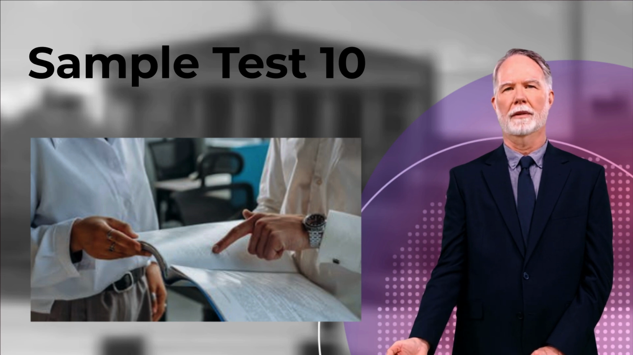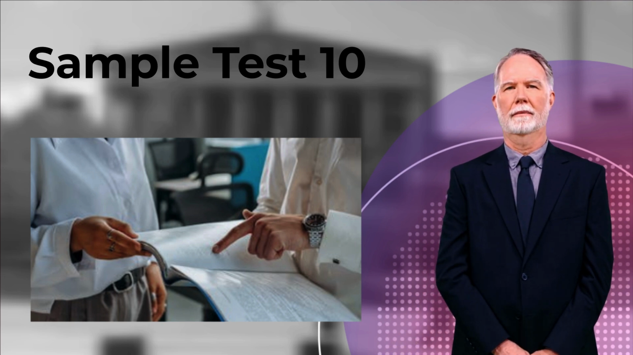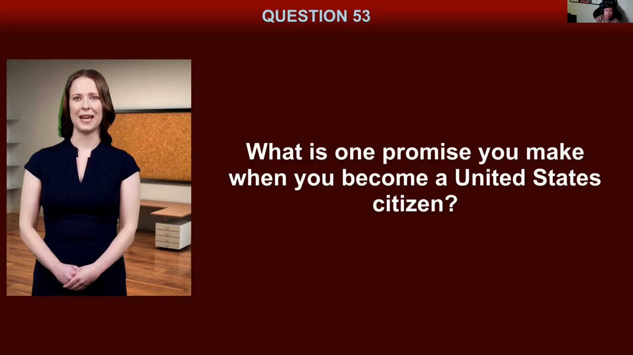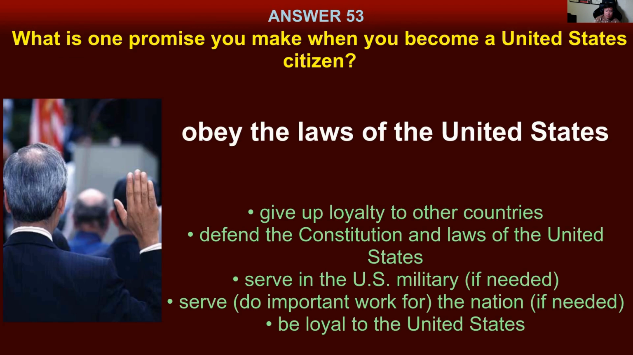Finally, sample test 10. Let's get started. What is one promise you make when you become a United States citizen? Obey the laws of the United States.